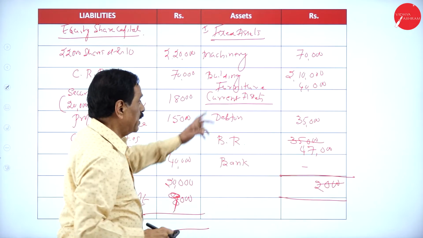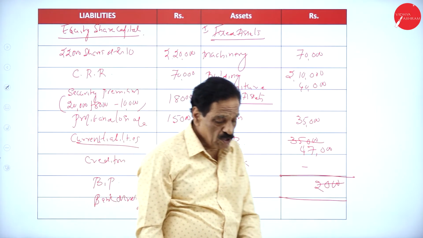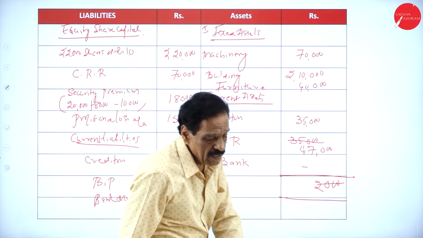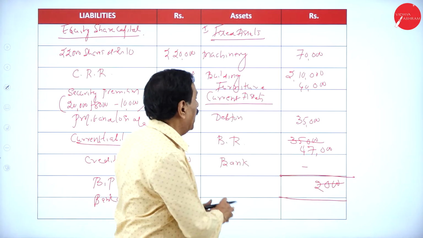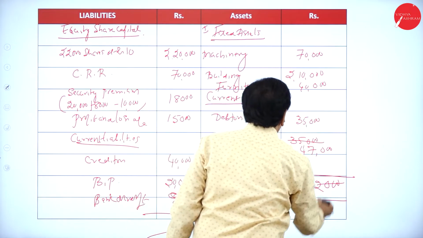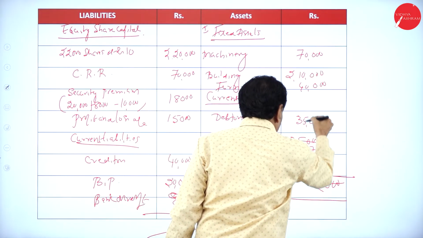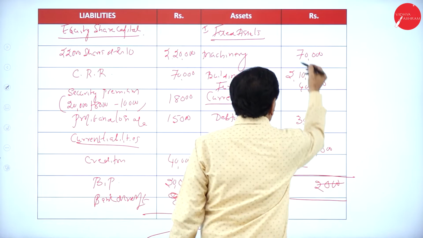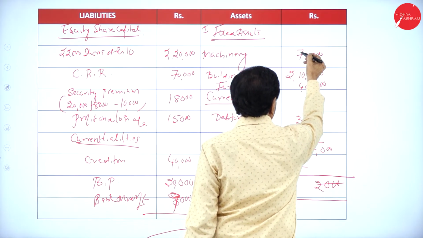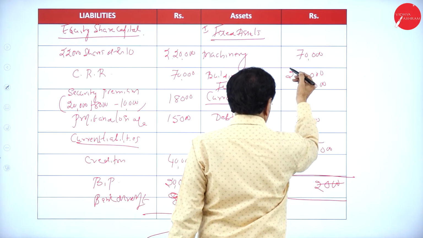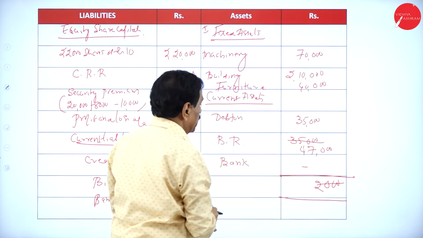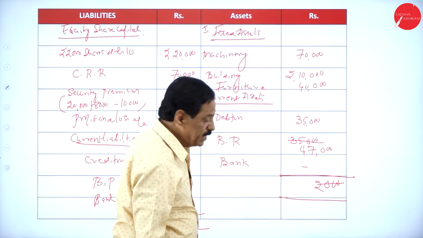Furniture. So machinery 70,000. So building 2,10,000. Then here furniture is 40,000. Then add this figure now. 5, 5 plus 7, 12, plus 8, 20, 1 plus 2, 6. So 35,000.